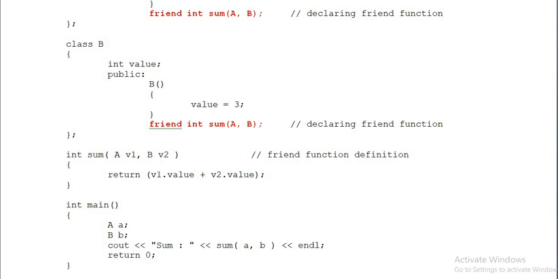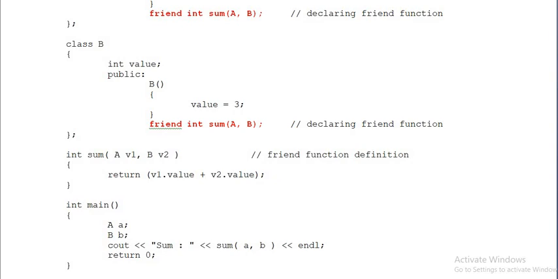Now look at the definition part of the friend function. Int sum A v1 B v2. You just recall your formal parameters and actual parameters in C language. So return v1 dot value plus v2 dot value. That is, I am adding the data of one class and another class. The data of class A is added with the data of class B.